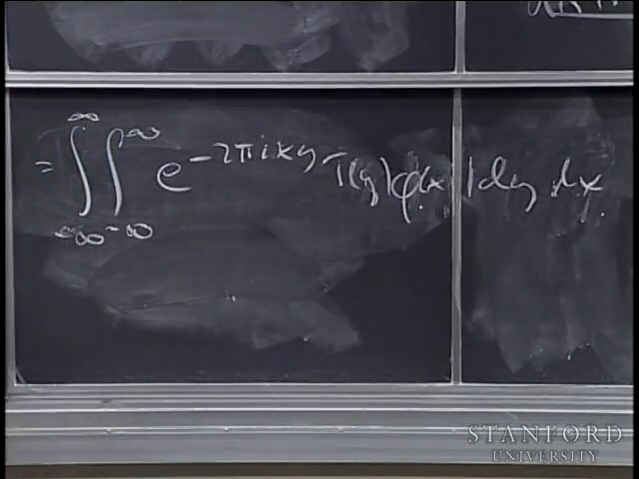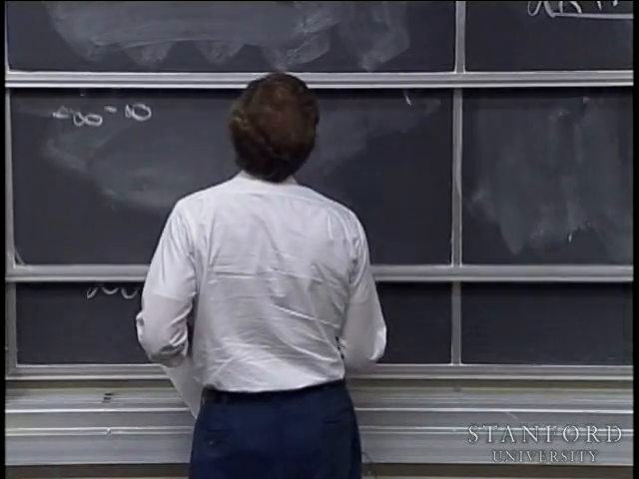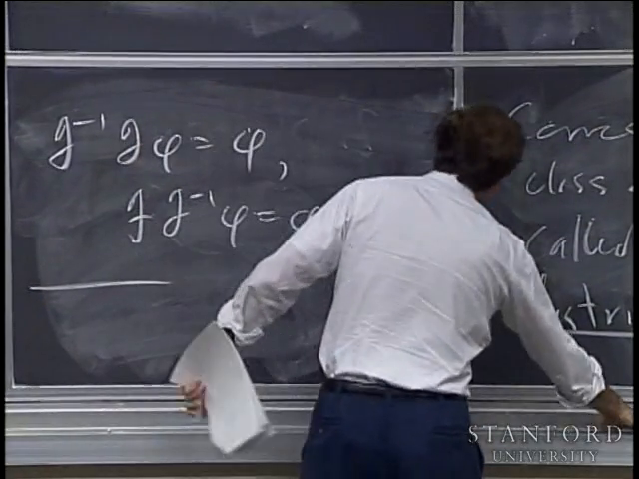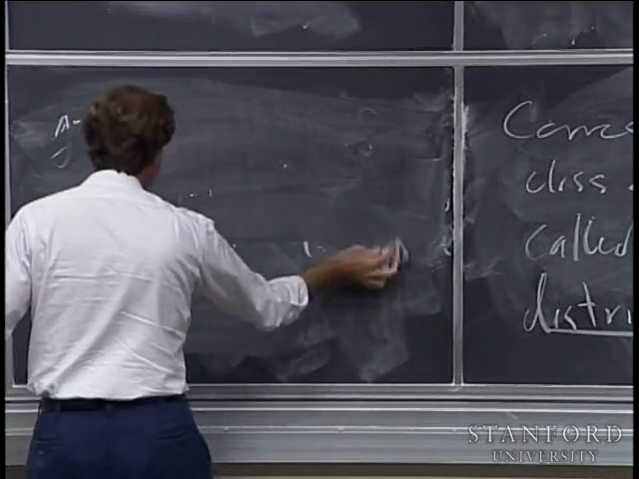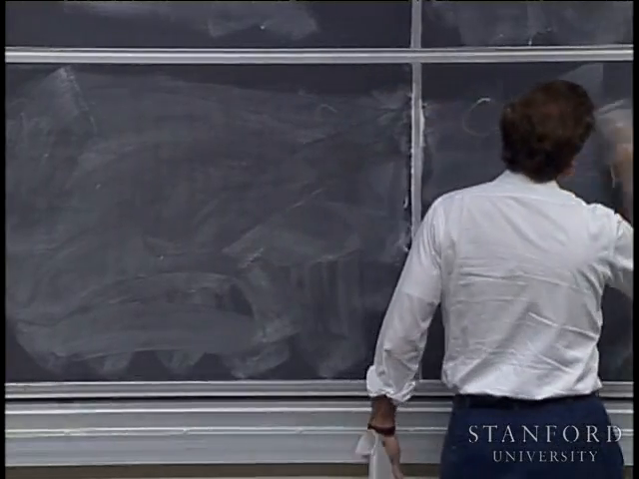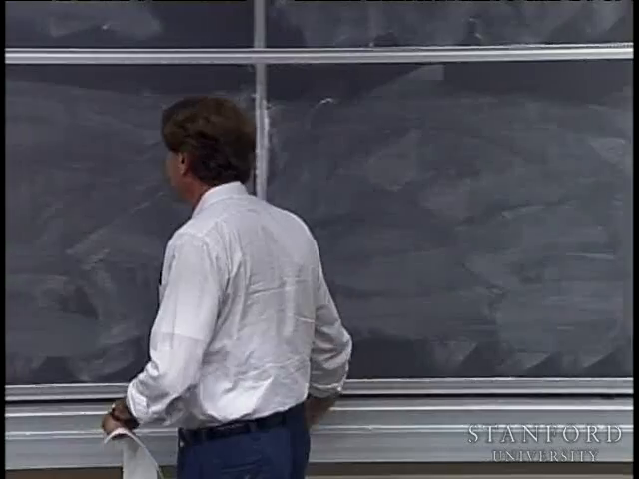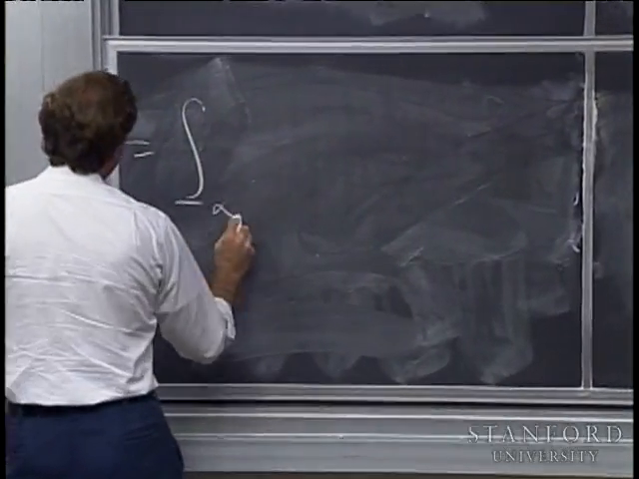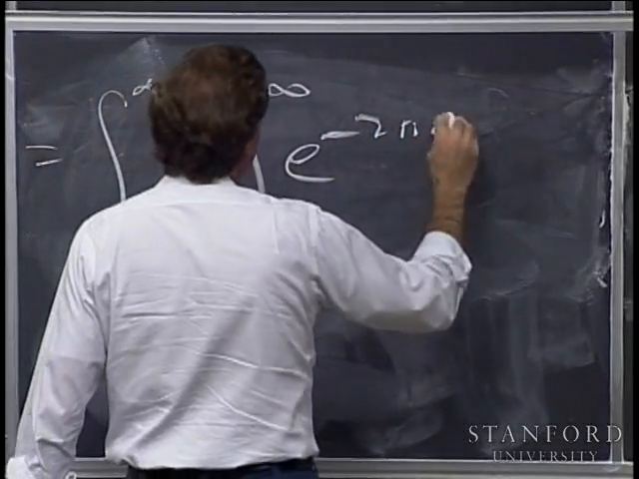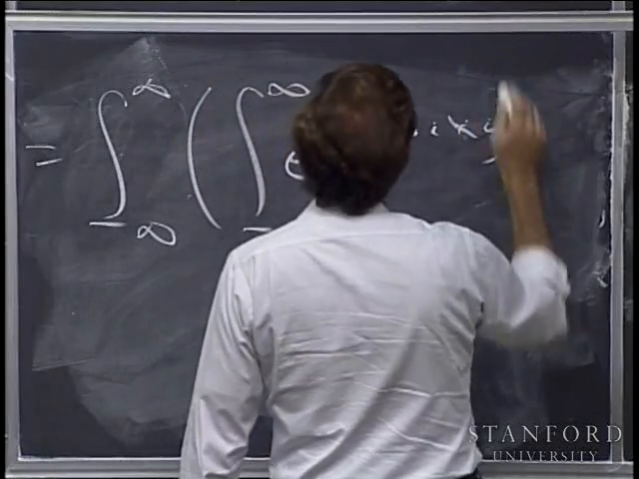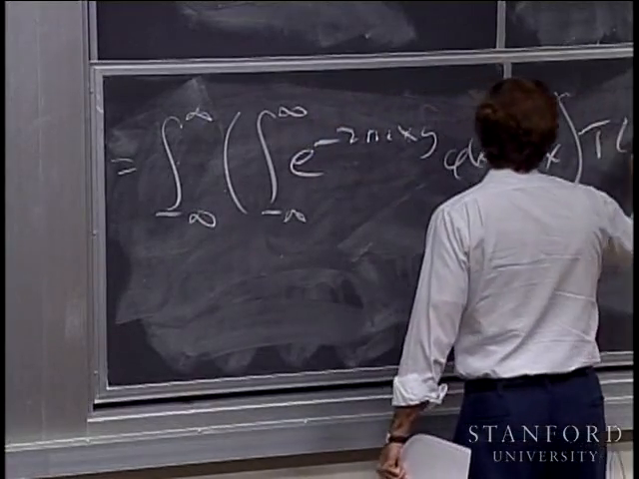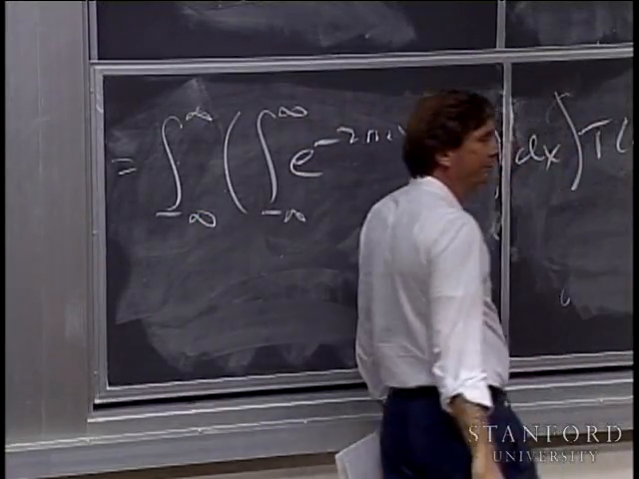Okay. So now I'm going to swap the order of integration. I'm going to put the phi with a complex exponential and leave the t alone. And write this as the integral from minus infinity to infinity, the integral from minus infinity to infinity, e to the minus 2 pi i xy, phi of x dx, and then the result is integrated against t of y dy.